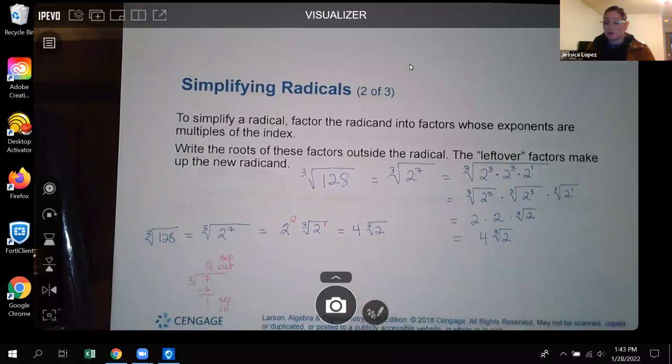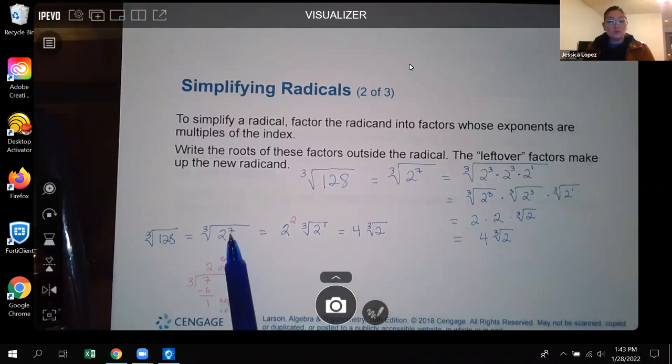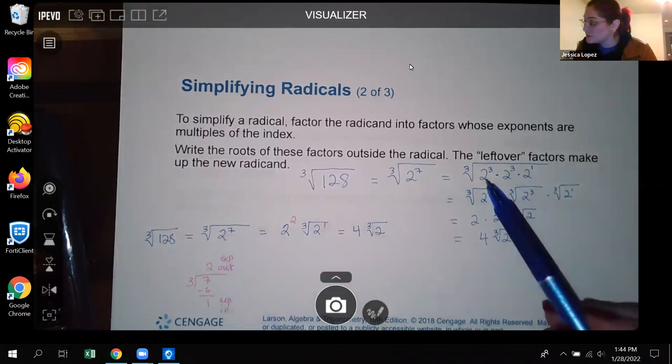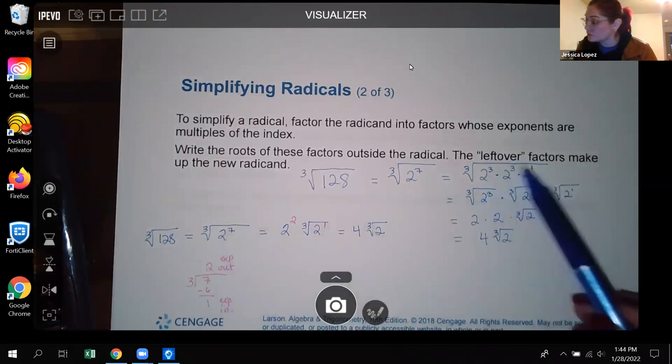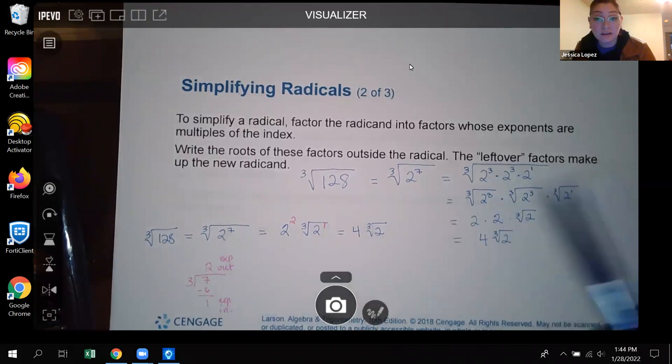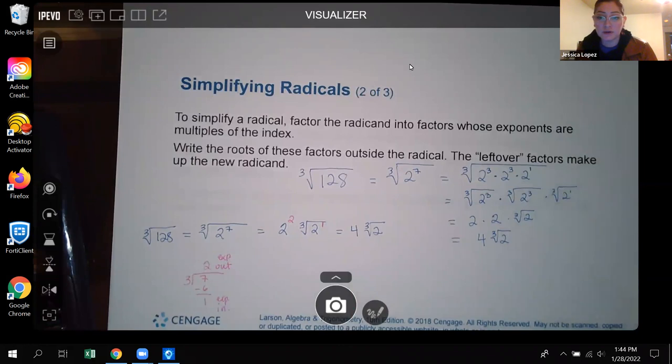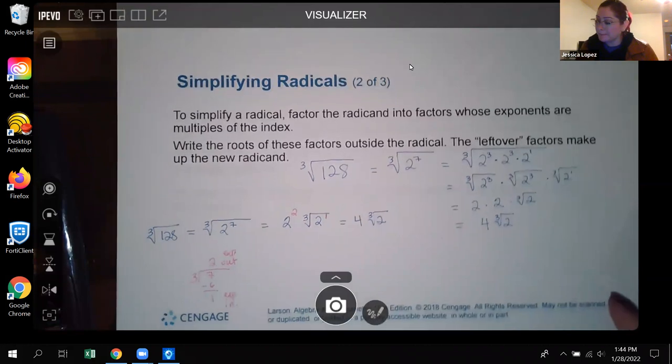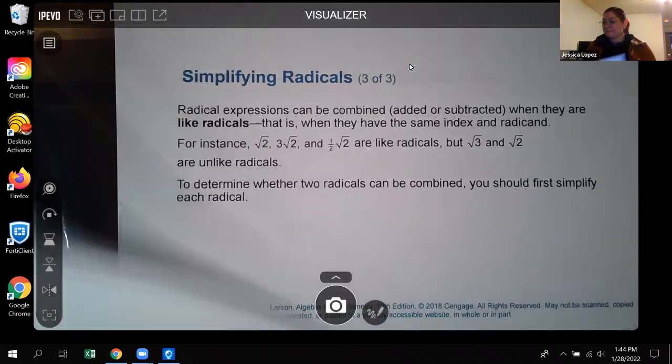Okay, so it helps a lot when you have huge exponents. Like if this exponent was 25, do we really want to sit here and go 2 to the third, 2 to the third, 2 to the third, 8 of them, and then have 1 left over? No, right? We don't want to write all of that. So this little shortcut definitely helps.